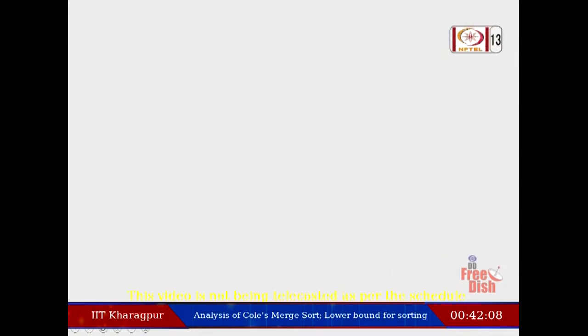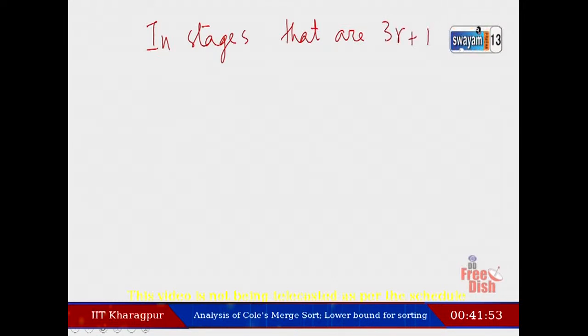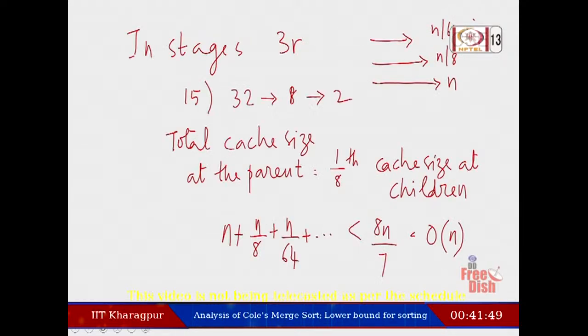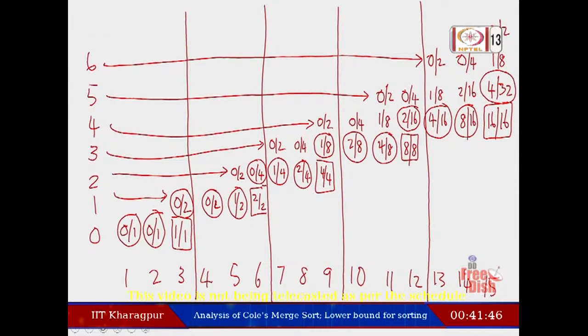Now let us consider stage numbers that are 1 modulo 3, that are of the form 3r plus 1 for some integer r. So in particular, if I consider stage 13, we find that the cache sizes are decreasing from 16 to 8 to 2.